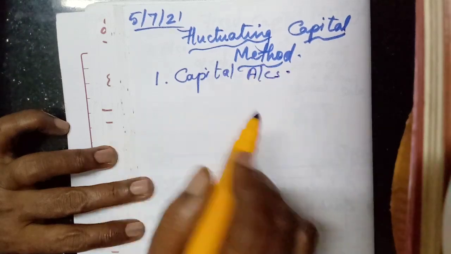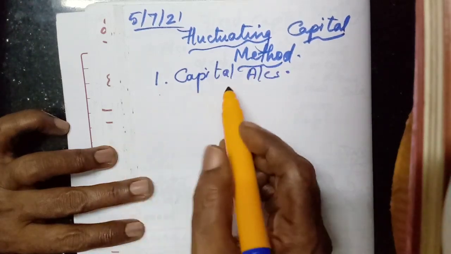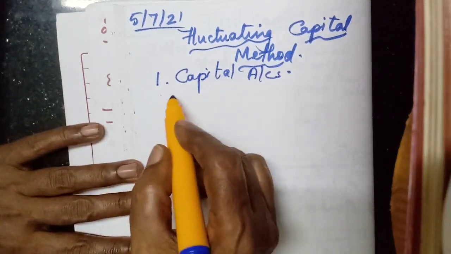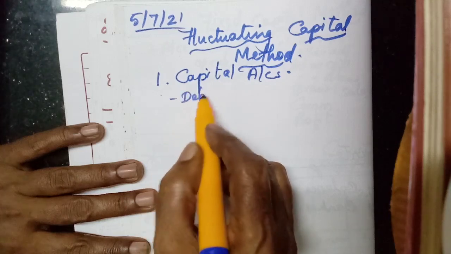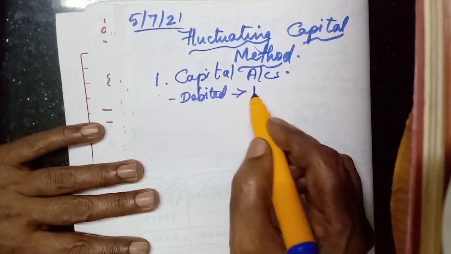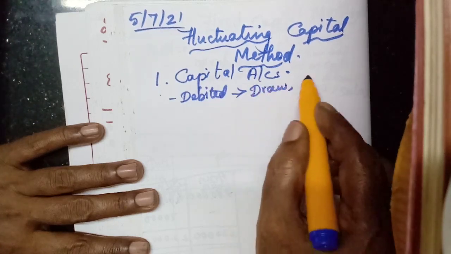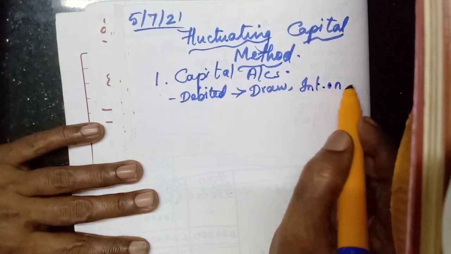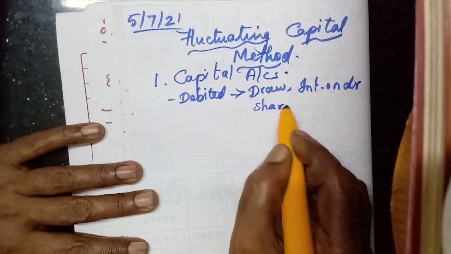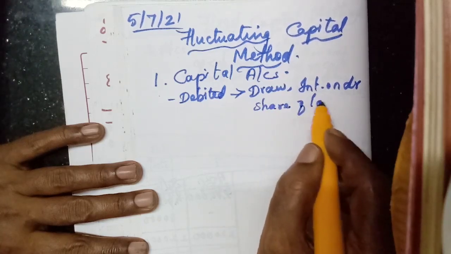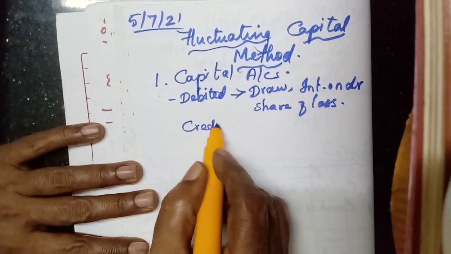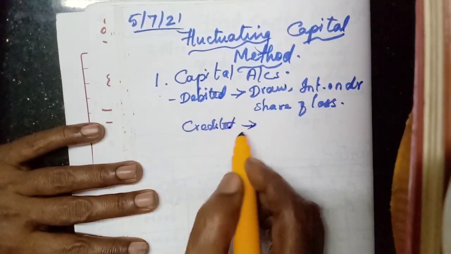So here all the adjustments will be only in the capital account. It will be debited with what? The drawings and interest on drawings and share of loss. If there is loss, that share of loss also will be entered. Only three items. All the other adjustments will be credited in the partner's capital account.